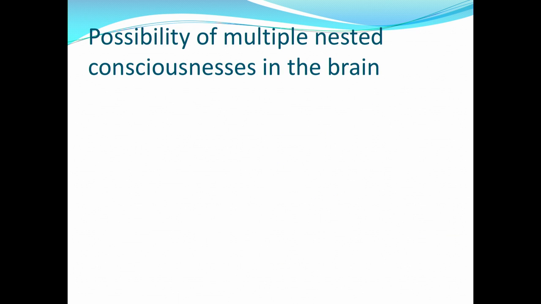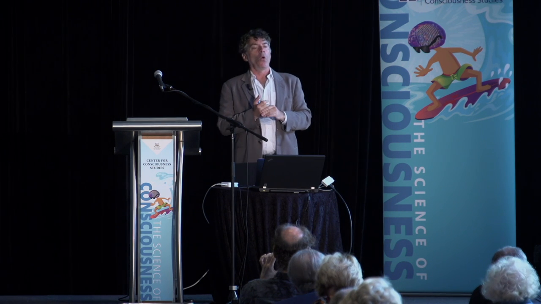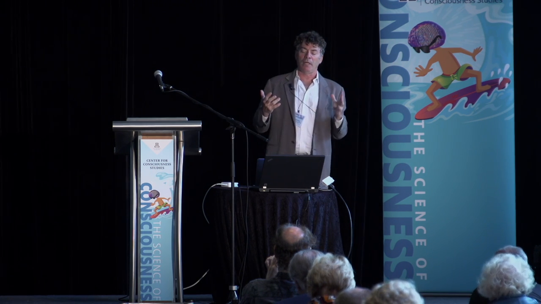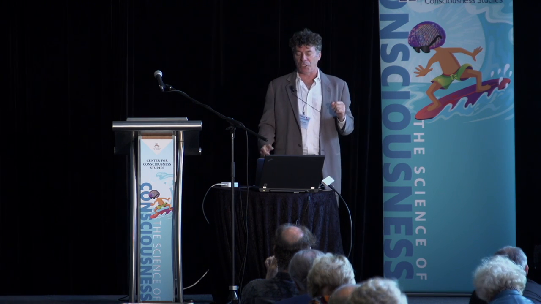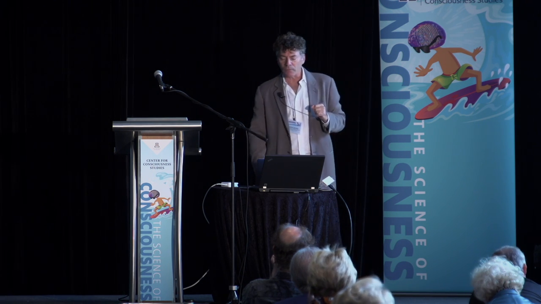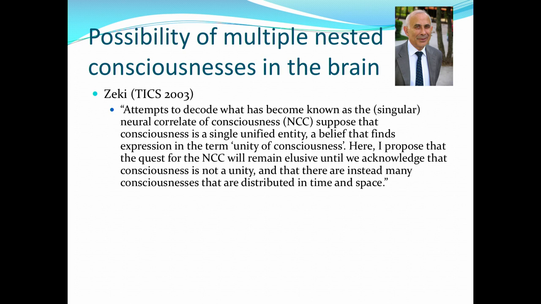Okay, next step is the possibility of multiple nested consciousnesses in the brain. It may be, and this is not inconsistent with multiple drafts and this notion of distributed ideas, that we have multiple consciousnesses going on in the brain simultaneously, all operating at different frame rates. This is consistent with Zeki, who said that attempts to decode what has become known as the singular neural correlates of consciousness suppose that consciousness is a single unified entity, a belief that finds expression in the term unity of consciousness. Here I propose the quest for the NCC will remain elusive until we acknowledge that consciousness is not a unity, and that there are instead many consciousnesses that are distributed in time and space.